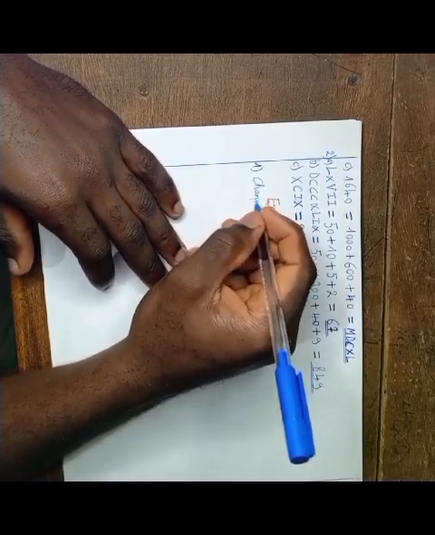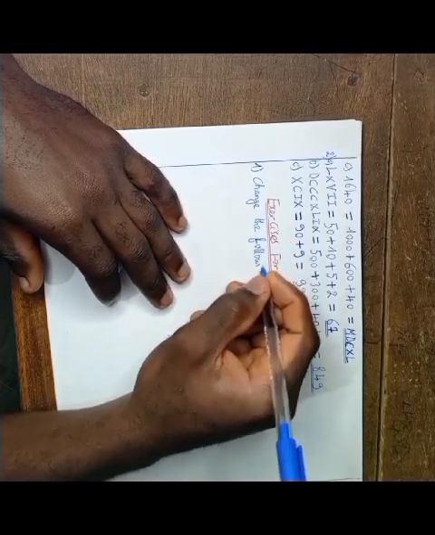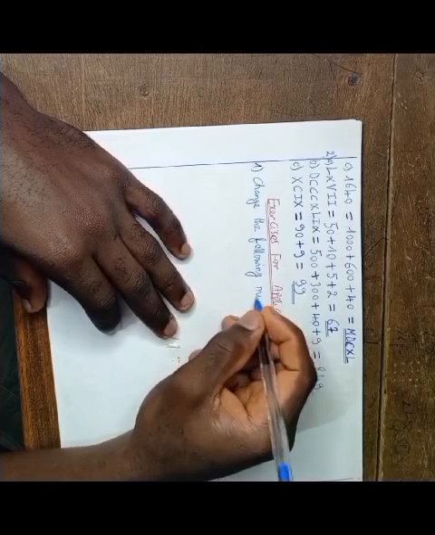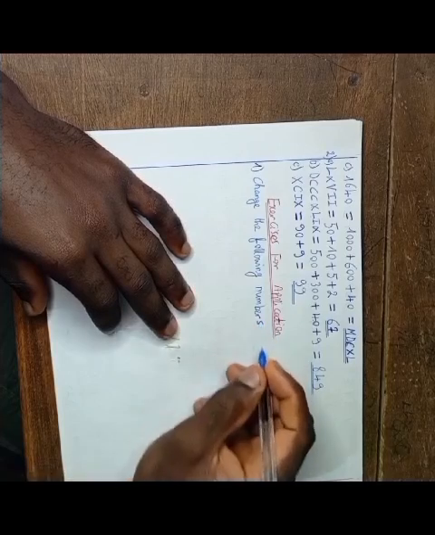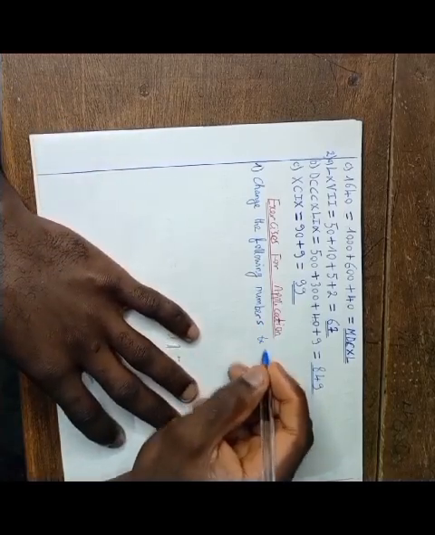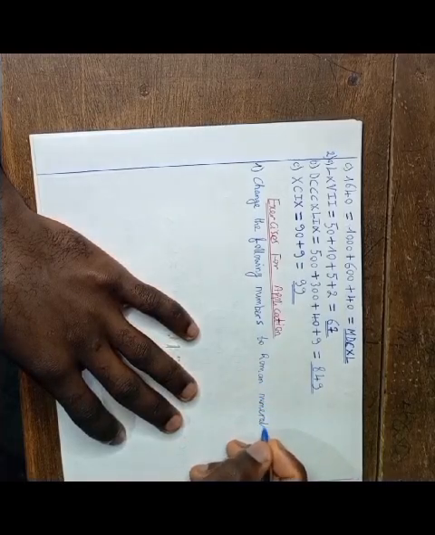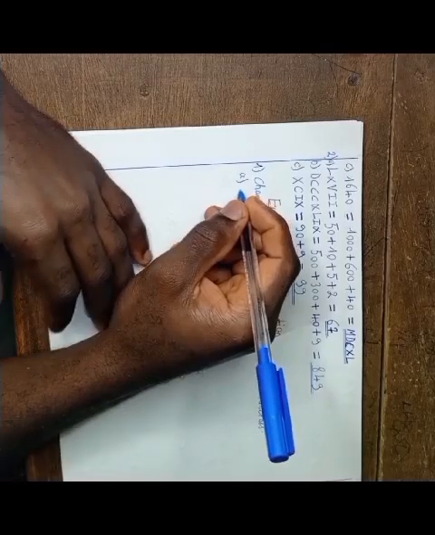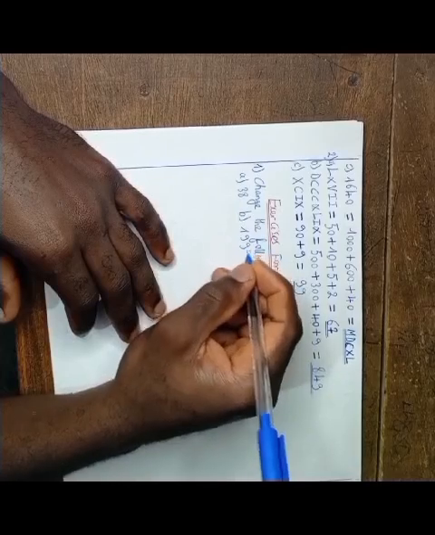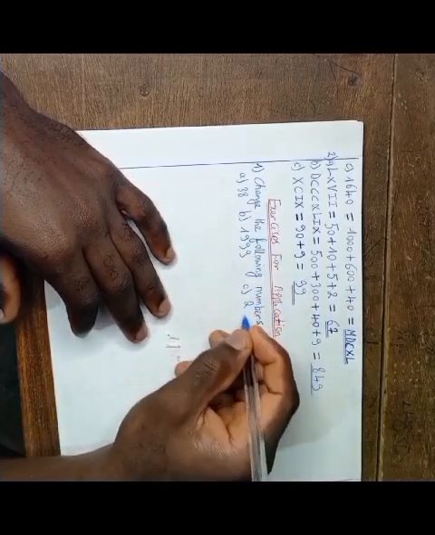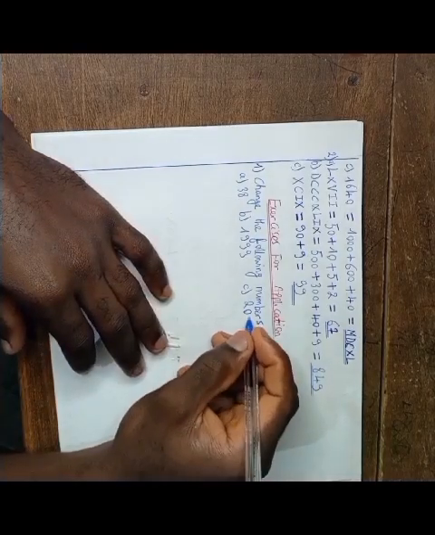So one says change the following numbers to Roman numerals. First one, A, we have the number 38. B, we have the number 1999. C, we have the number 2024.